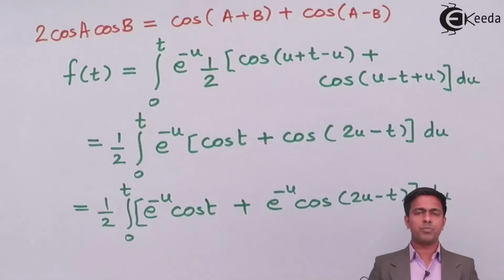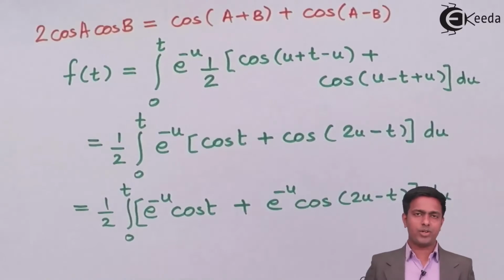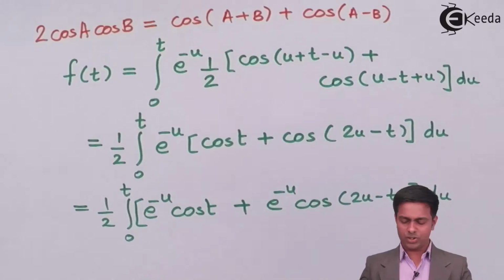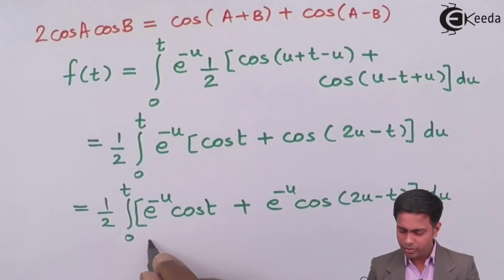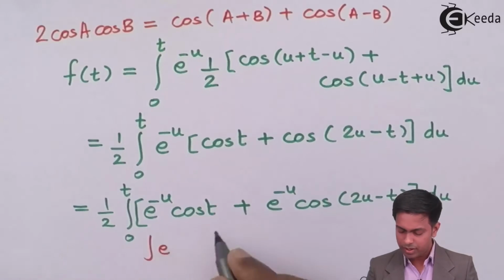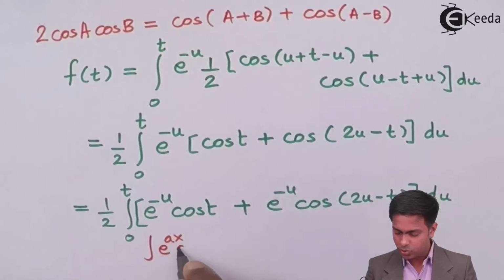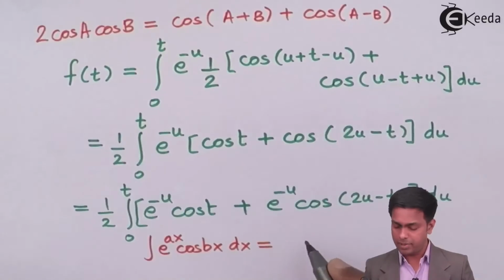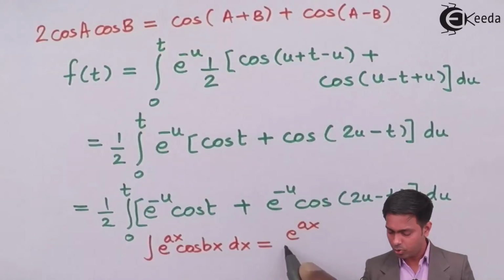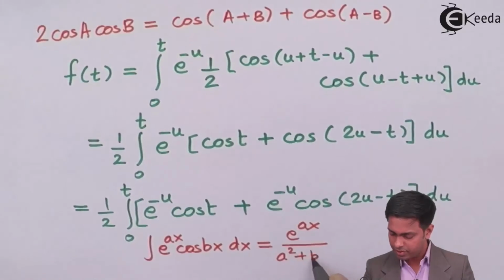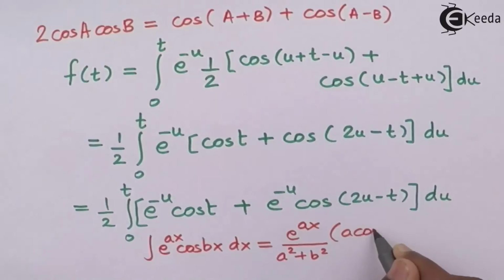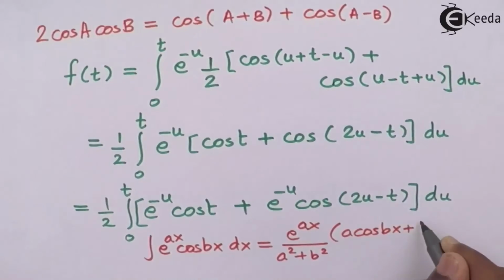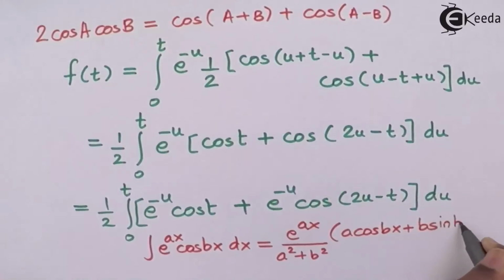Next, here if you see the second function, then we have e to the power minus u into cos of 2u minus t, and guys here I'm gonna use the property of integration. So I'll show you here. So let's say if I want to find out integration of e to the power ax into cos of bx into dx, then it is given by e to the power ax upon a square plus b square, a cos bx plus b sin bx.